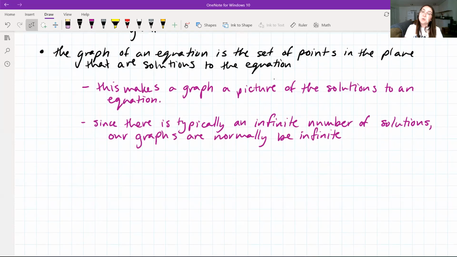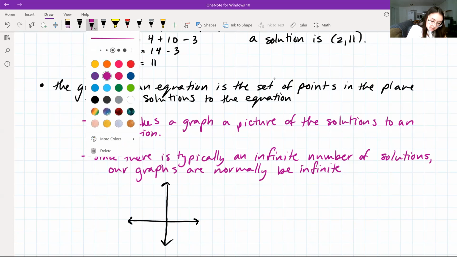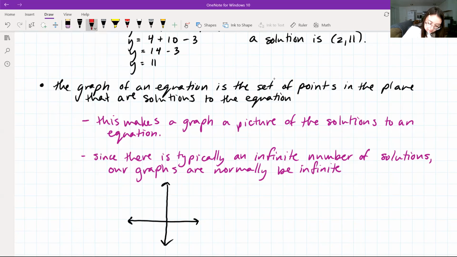And by saying that our graphs will normally be infinite, this is just a way to explain that when we see a typical graph, maybe something like this, and we go ahead and maybe graph a line, something that looks like that, we see that they'll go on forever since they're lines and they have those arrows. So they go forever in either direction. That means the graphs themselves are also infinite since there are an infinite number of solutions.